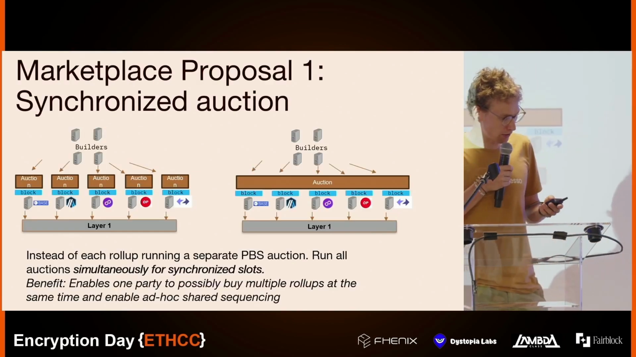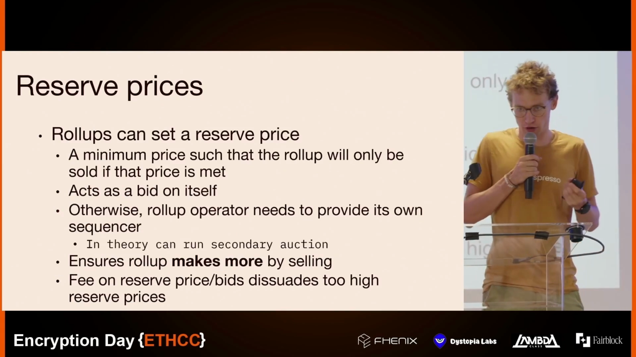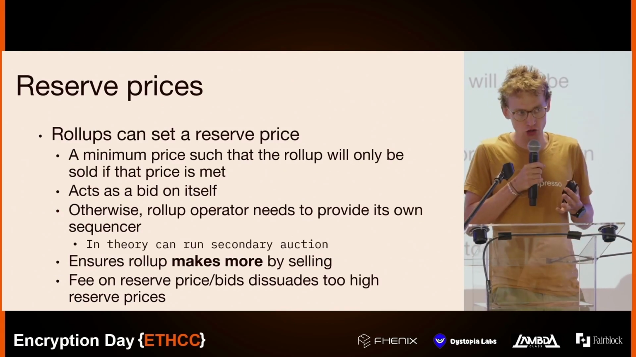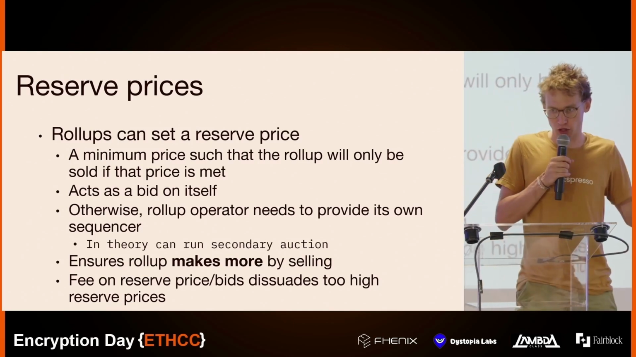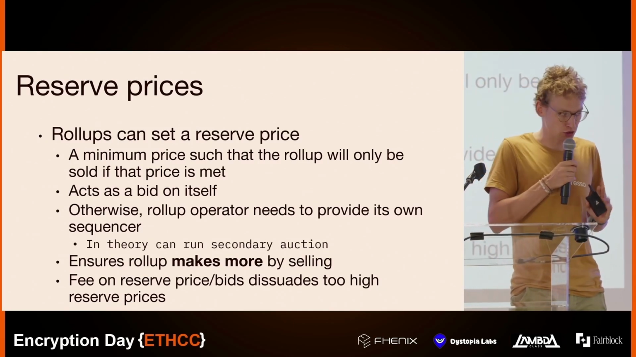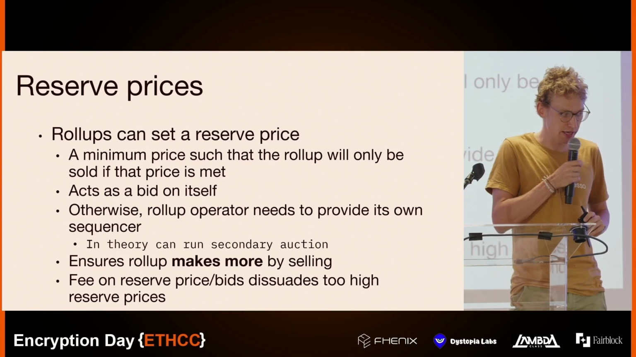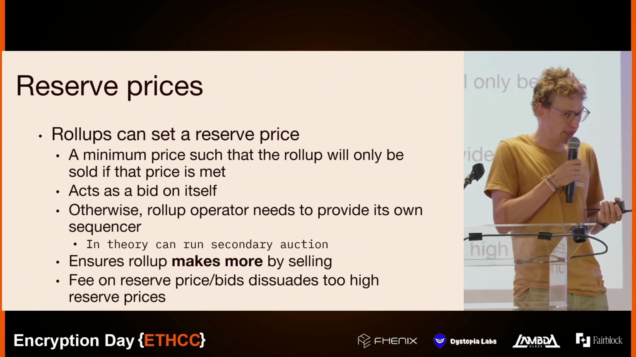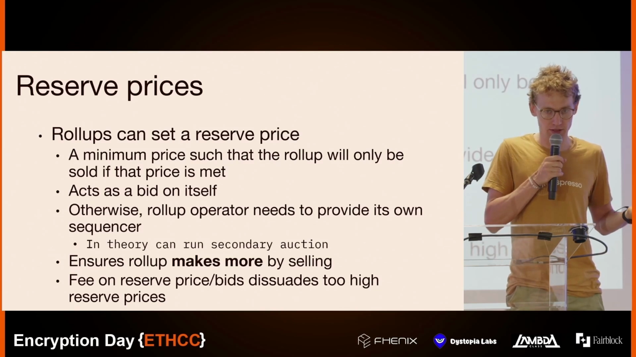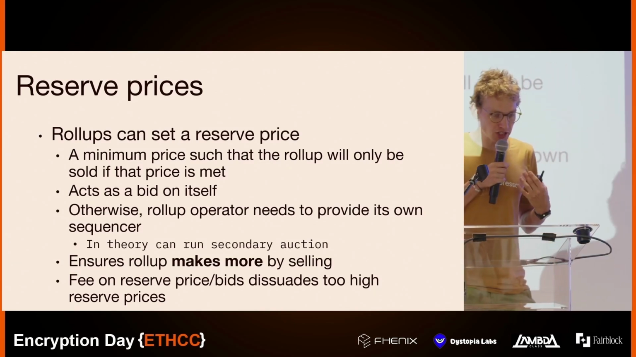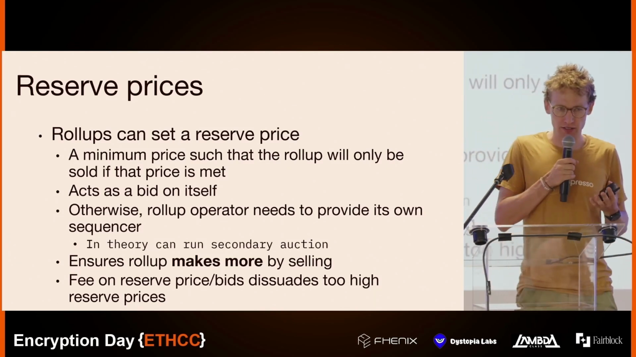So the thing I was hinting at: how do we enforce in these auctions that the rollup is actually better off than it is on its own? We use one tool, called reserve prices. What is a reserve price? A reserve price is a minimum price such that the rollup will only be sold if that price is met. This essentially acts like the rollup bidding on itself.